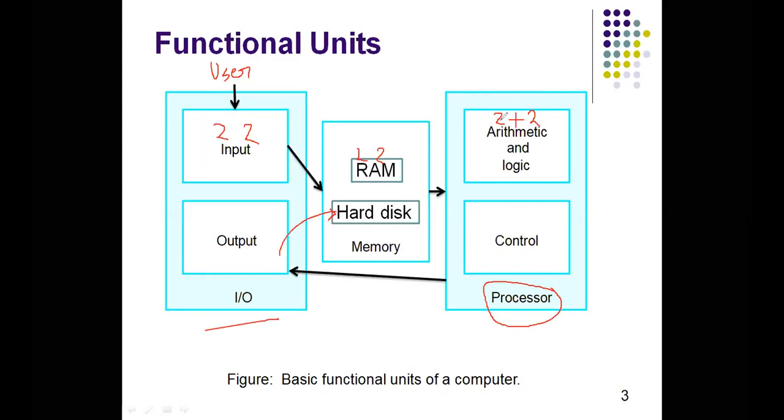Suppose after the calculation the arithmetic and logical unit finds the result is 4. Then it will send the result to the output device. By using our monitor we can get the output. And according to our need, I can store this output inside my hard disk. Is the basic function clear to you? Yes, sir. Any problem, anyone, any question? If you have, you can raise your question.